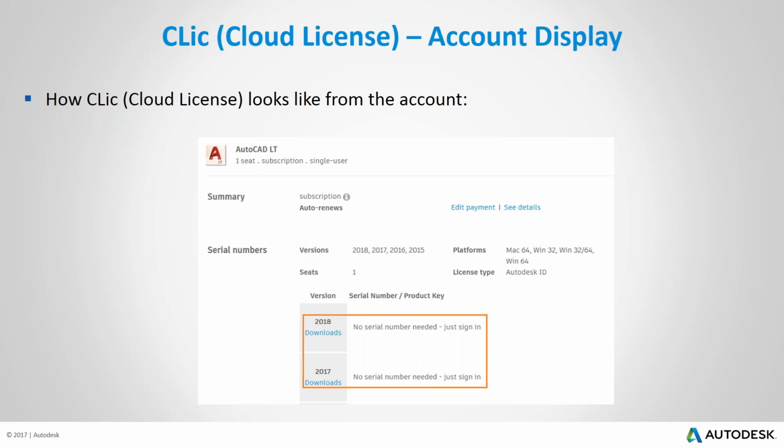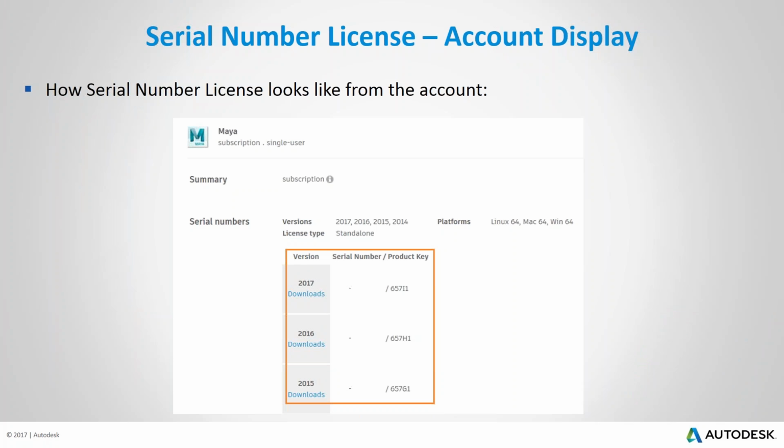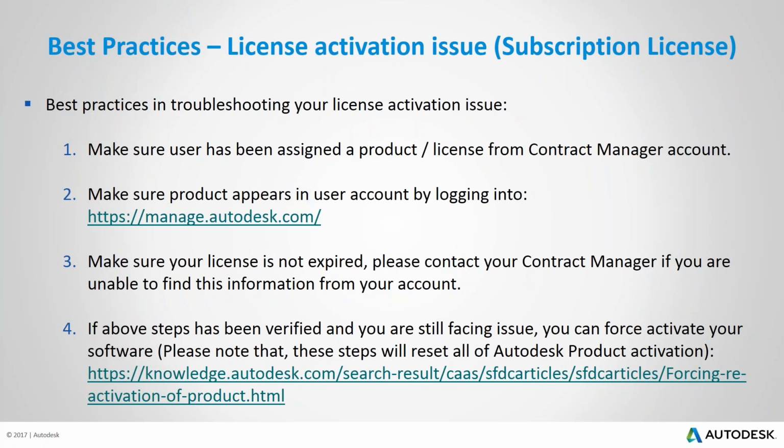Okay, I'm going to share some of the best practices to troubleshoot your activation error on your subscription account. First, make sure you have been assigned a product by your contract manager. That's definitely something you have to check. And then make sure your product appears in your user account. So for example, a CM assigned a license to me, I need to log into my account and make sure the product is there. Third, make sure your license is not expired. And please contact your contract managers if you are unable to see this information from the user account. Lastly, you can choose to reset your license activations locally by following the steps highlighted in this article. Same thing, this is a force activation article that you can try.